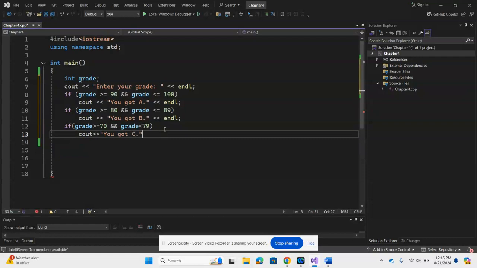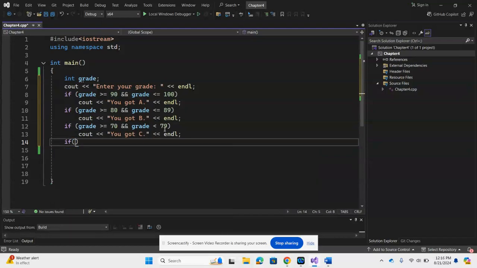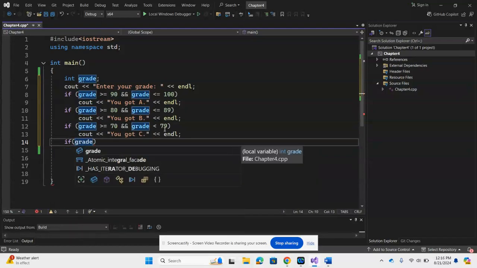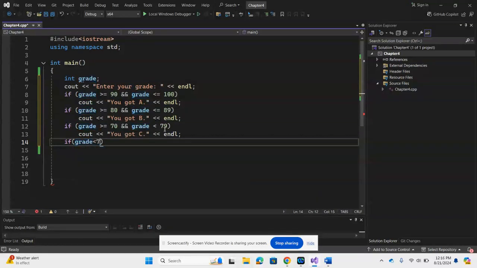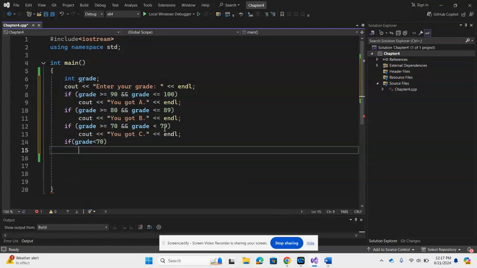And finally, I don't have to put and here, because anything less or equal than 69, then you can put you get F. So that's an alternative to else if.